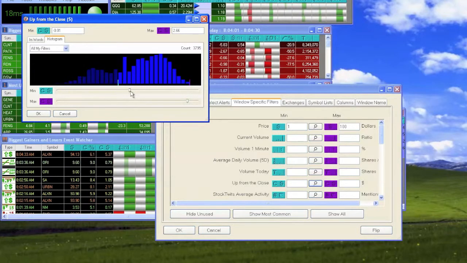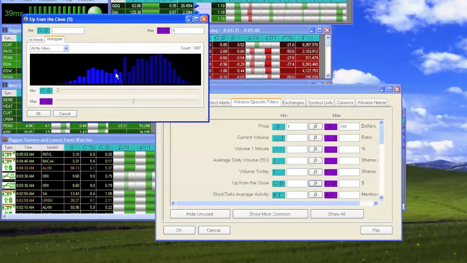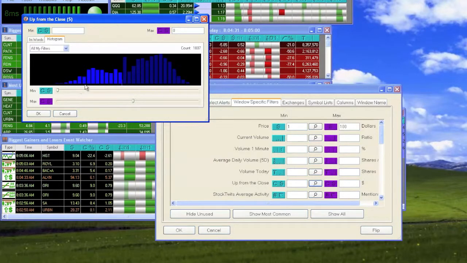Of course, you can do simple things like look at stocks that are up for the day by placing the minimum at 0. Or I only want stuff that is down for the day by selecting the max of 0. And you can tell what is highlighted by what is selected. You can just click on the OK to get this filled in immediately.